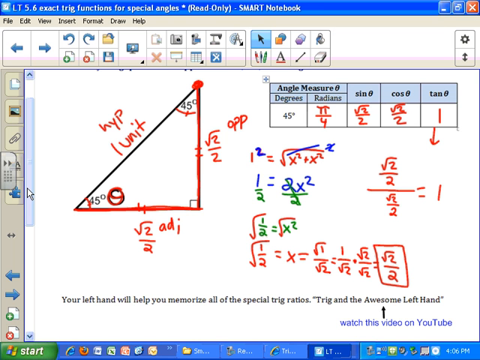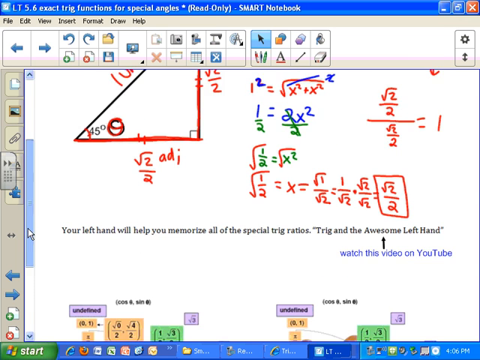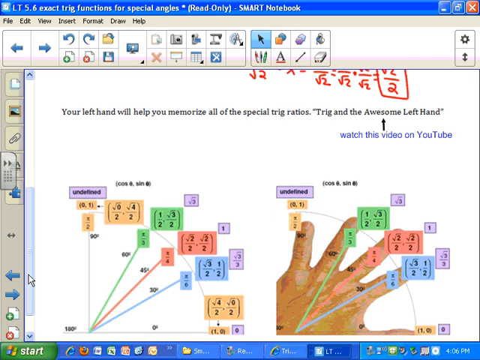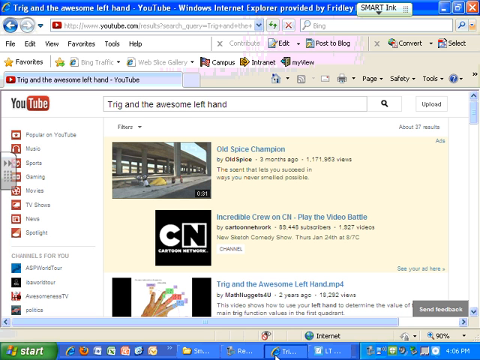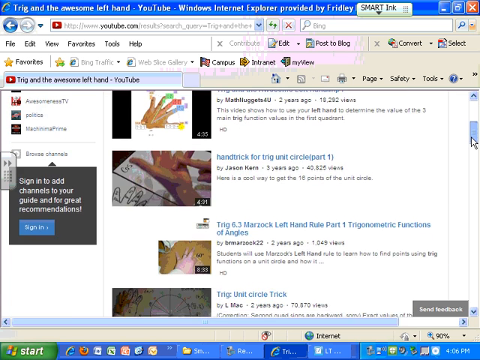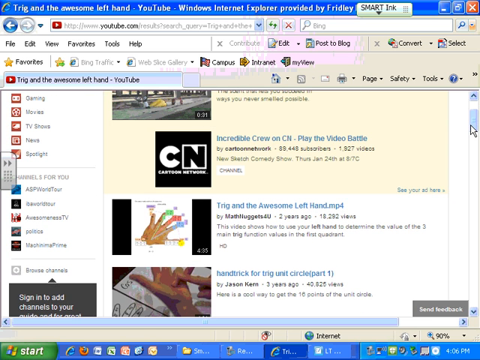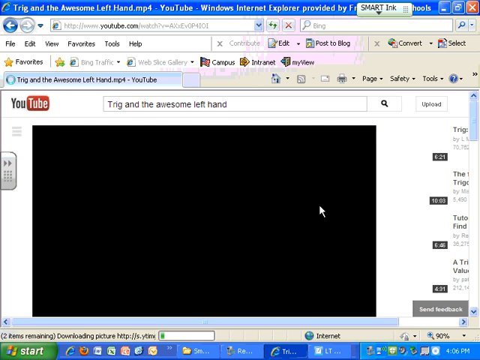Okay. There is a trick to being able to memorize sine, cosine, tangents for 45 degrees and then the 30 and 60. And so what I would like you to do, it's called the left-hand trick. I would like you to go to YouTube and watch this video. So type in trig and the awesome left hand, and you'll probably get some ads that pop up, but it should be towards the top, and watch this video.